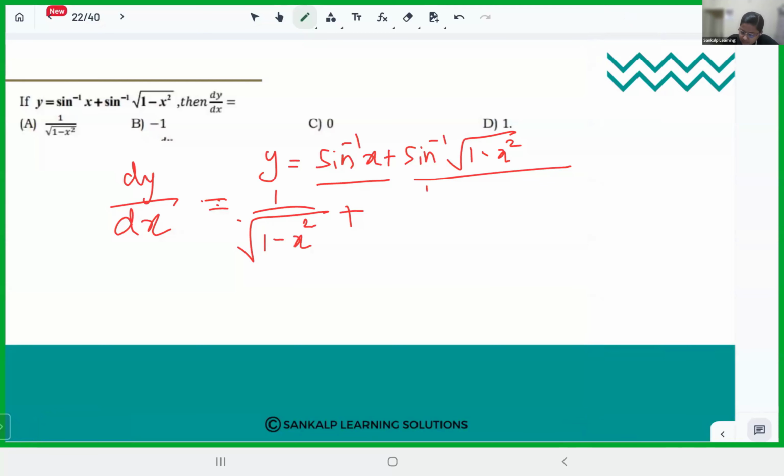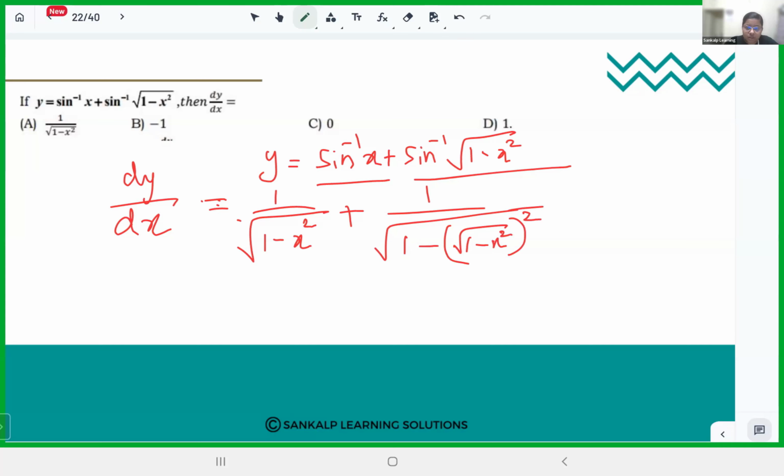It is 1 by root of 1 minus root of 1 minus x square, the whole square, because we have assumed the function root of 1 minus x square as x. So you have to take the square of that function, right? So this will become root of 1 minus x square, the whole square. Okay, so can we stop here?